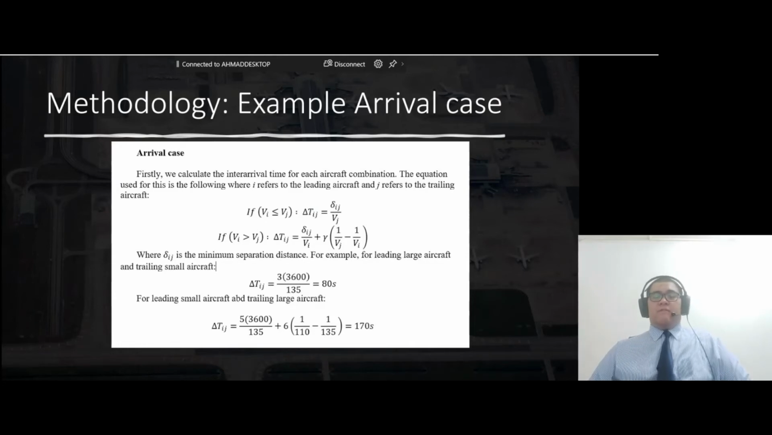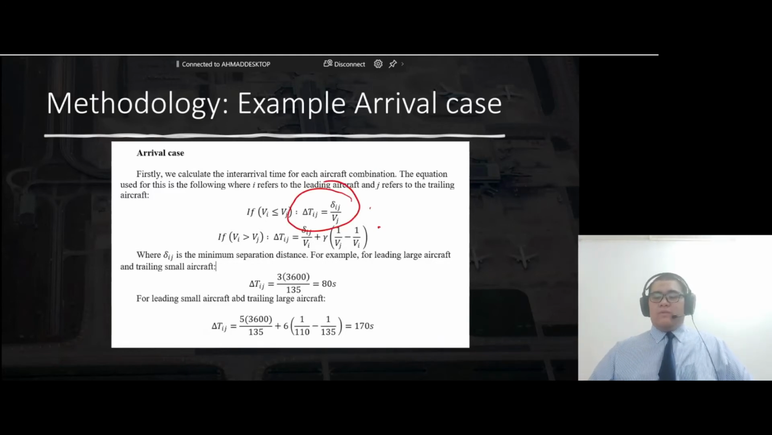So this is an example for an arrival case. Firstly, we have to calculate the inter-arrival time for each aircraft combination. The equation used will be based on the following, depending on whether the leading aircraft is slower or equal to the trailing aircraft, or if it's faster than the trailing aircraft. So we use either of these two formulas, where delta ij is the minimum separation distance. For example, we have a leading large aircraft and a trailing small aircraft. We will use this formula.